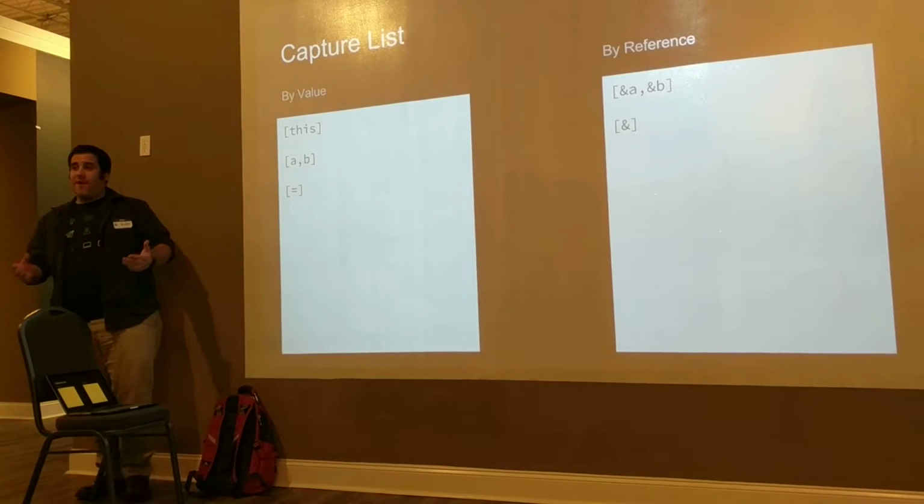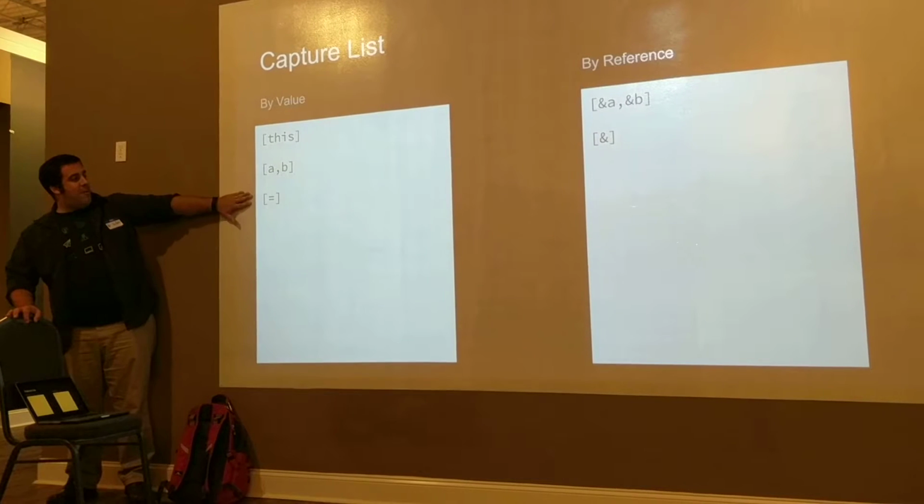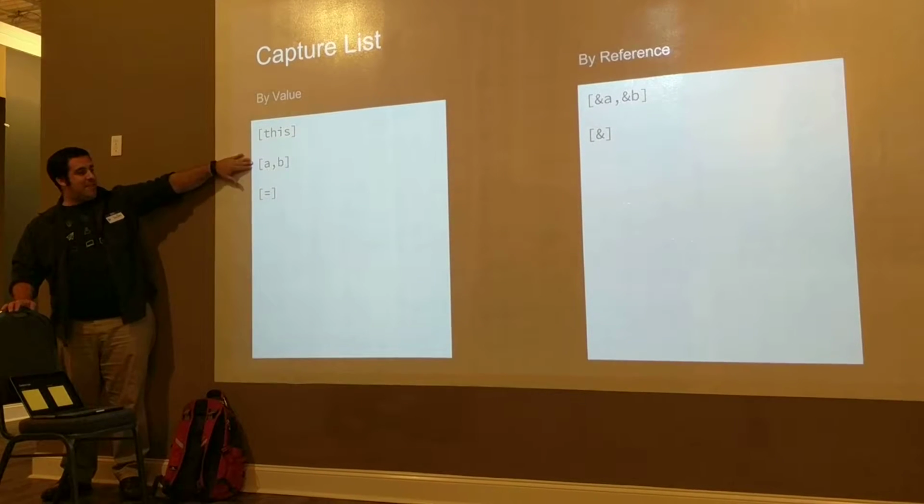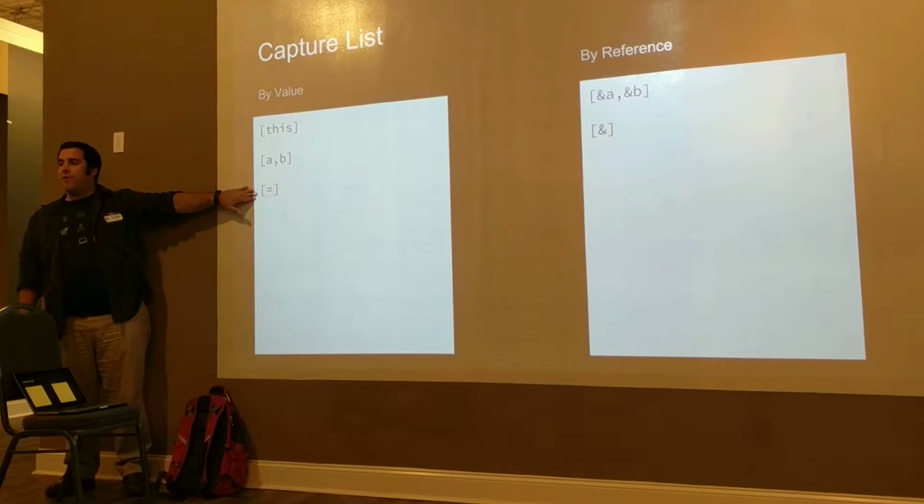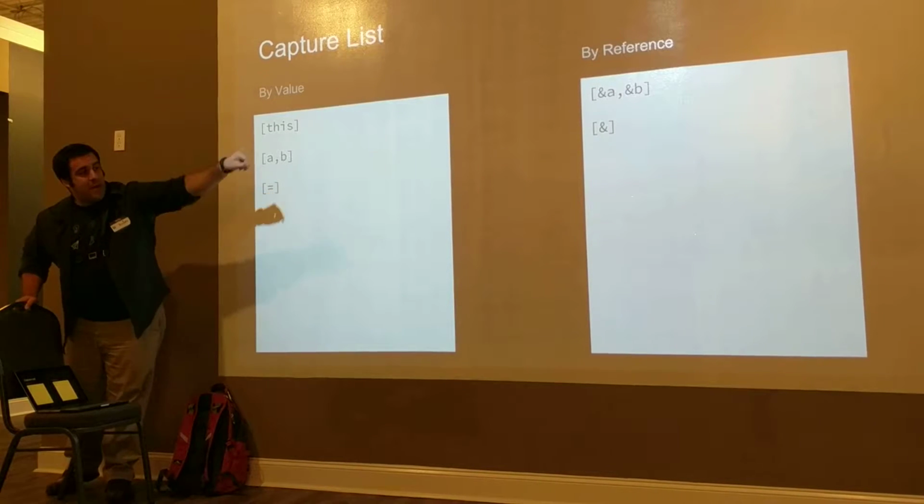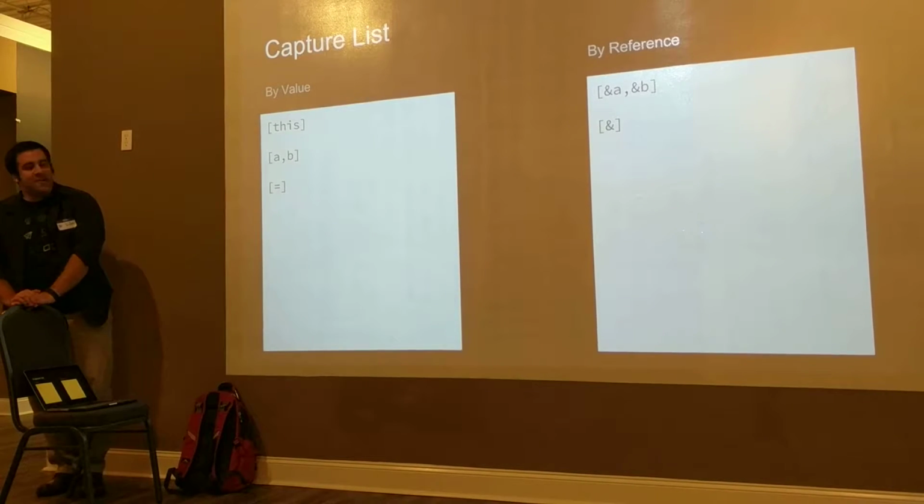So there's a few different ways to do capture lists. These are all by value. You explicitly name something, or you just say capture all my local variables by value. Similar thing with references on the right side of that screen.